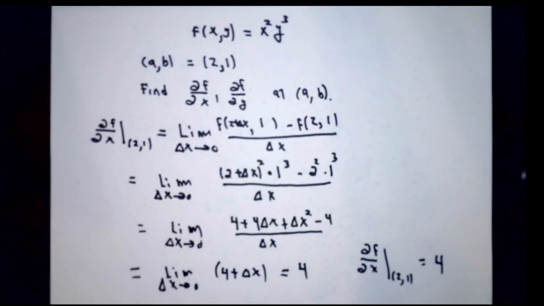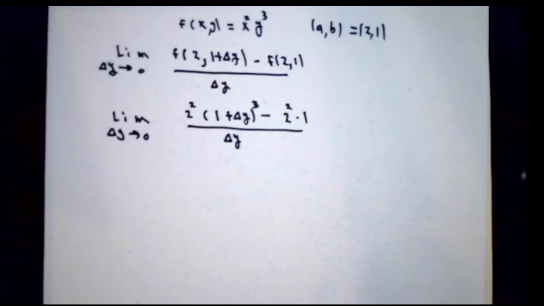What this means is, if I am at the point (2, 1), and I think about the rate of change of the function as I allow the x to increase, but the y has to be constant, then the rate of change of the function value is 4 units of function value per unit of x. This is the instantaneous rate of change.